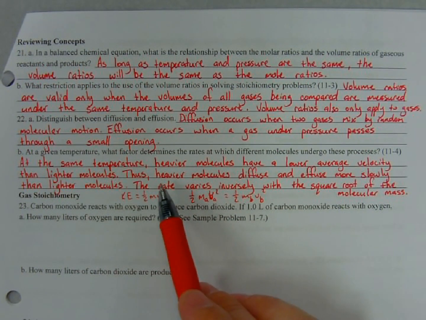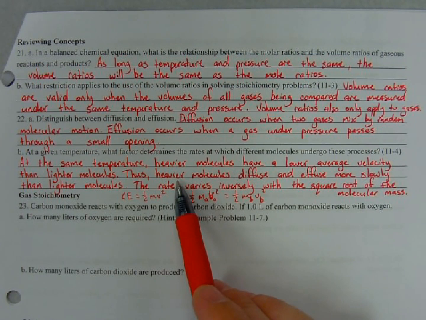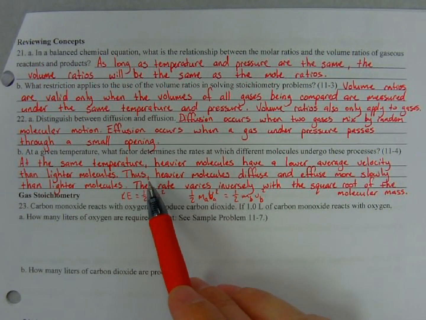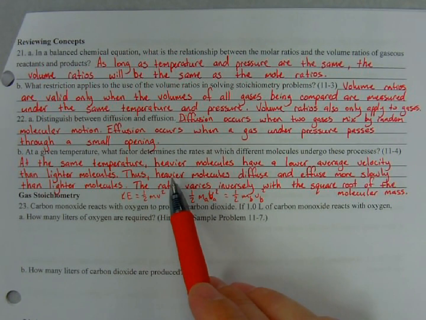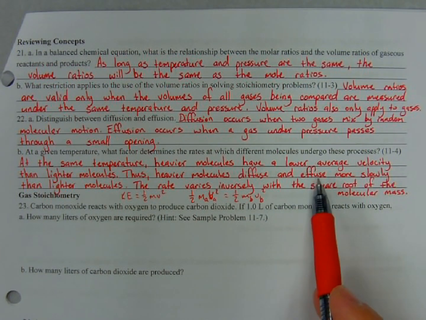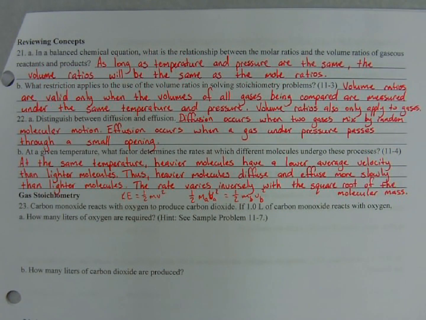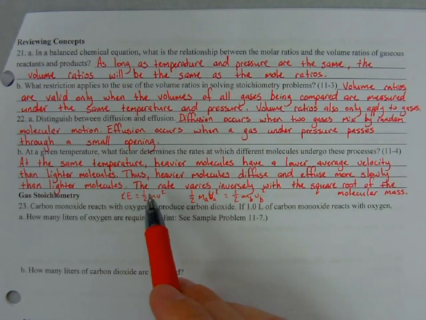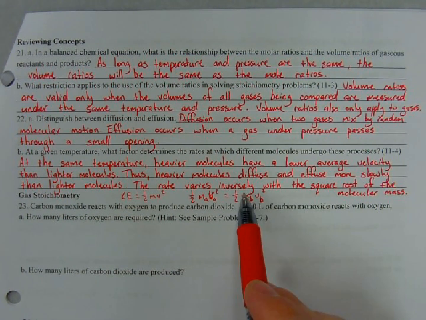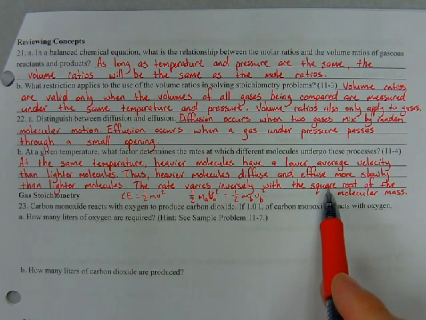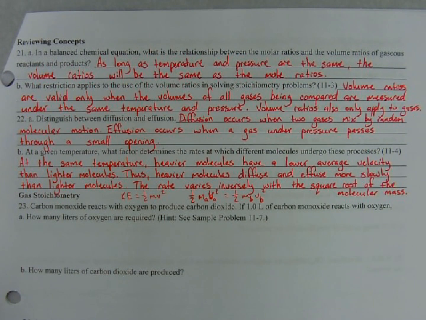And as an extension, heavier molecules diffuse and effuse more slowly than lighter molecules because they're moving around slower. And so they're going to pass through, for the example of effusion, they're going to pass through that small opening a lot more slowly, at a slower rate. And so, again, like I've already mentioned, the rate varies inversely with the square root of the molecular masses, which is Graham's law.